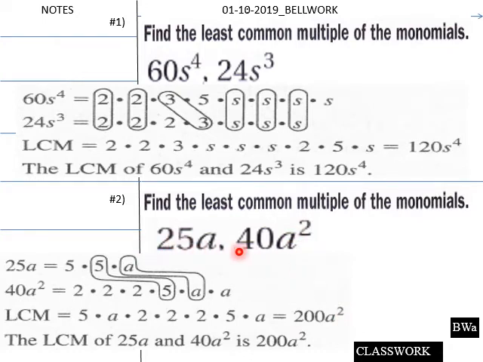So which one of these will be the least LCM of 25 and 40? It'd be 5 times a times 2 times 2 times 2 times 5 times a here. So it'll be 200a squared. So the LCM of 25a and 40a squared will be 200a squared. Both of these numbers will factor into 200a squared. That would be the least common multiple.